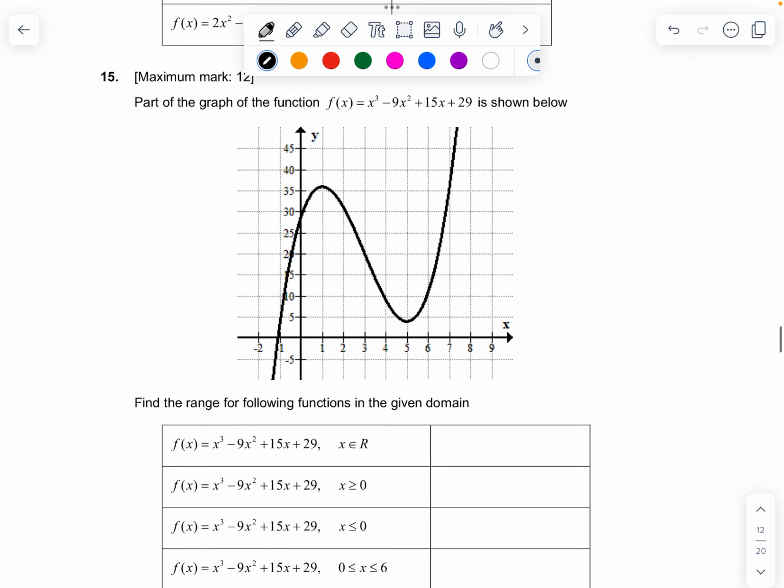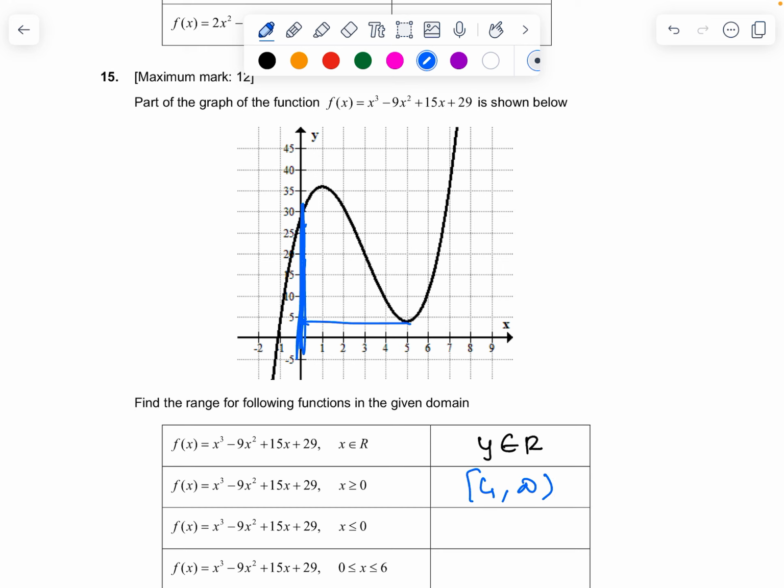Use GDC and draw the graphs. Part of the graph is given. Then find the range of the graph when x belongs to R. When x belongs to R, the y also belongs to R. When x is positive, what are the values of y? X positive, so it starts from here. So the minimum value is nothing but 4, and the maximum value is infinity. So minimum is 4, maximum is infinity.